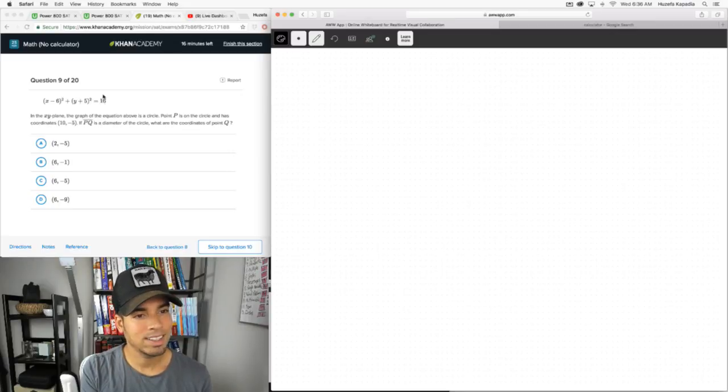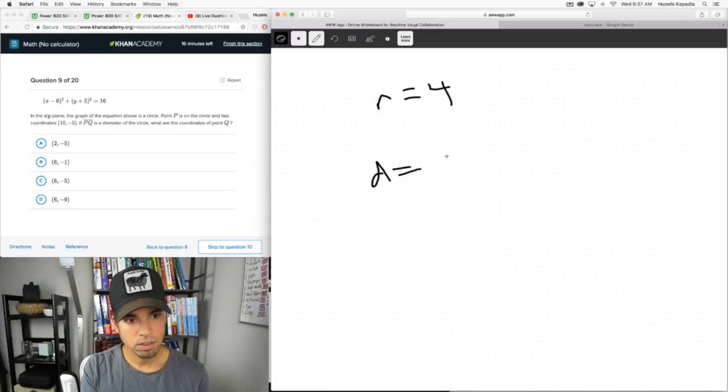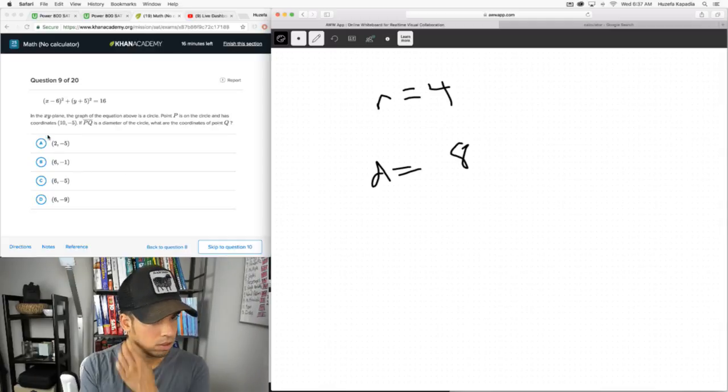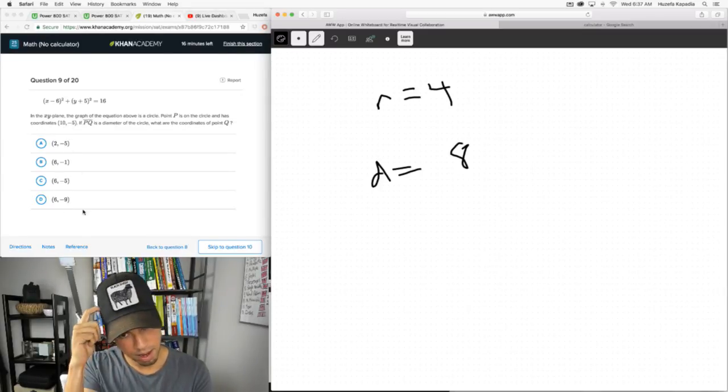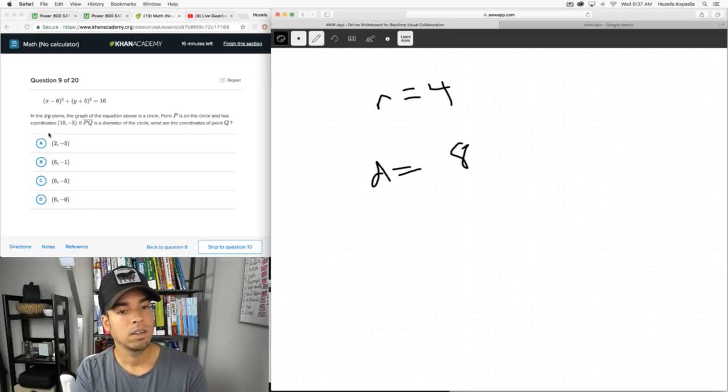So look, this tells us a lot. This tells us that the radius is the square root of this value. Radius equals 4, therefore diameter equals 8. So that means point P is on the circle, and we're saying the distance from this to whichever point is right has to be a distance of 8.